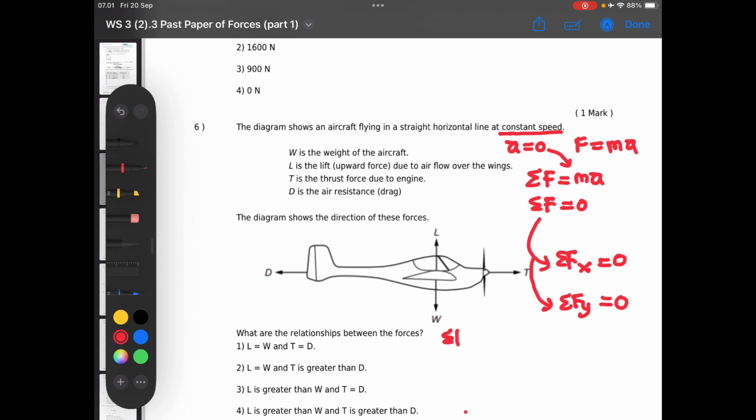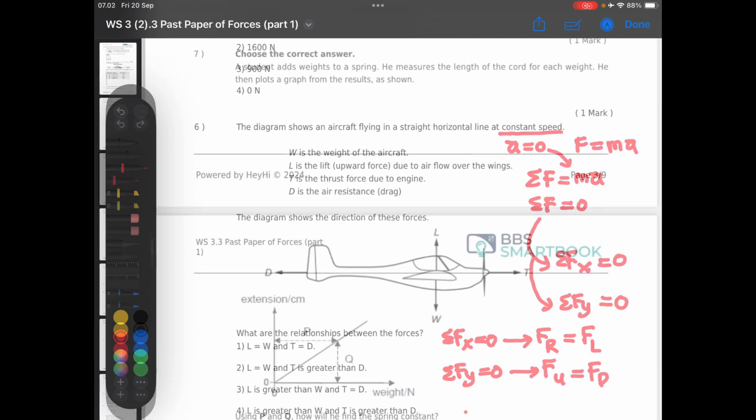If the resultant force in the x-axis is 0, that means force to the right minus force to the left is 0, or force on the right is equal to force on the left. The same with the resultant force in the y-axis equal to 0, so force upward is equal to force downward. Now, it's time for you. Analyze which ones are upward, downward, left and right, and get the answer. That is for question number 6.